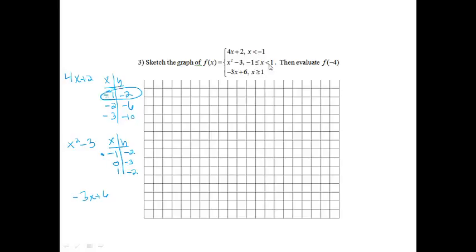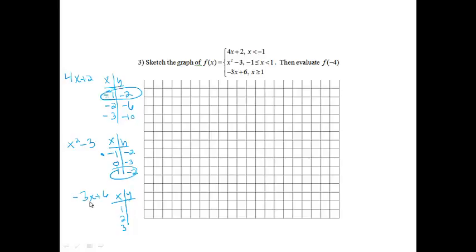And at 1, there's no equal sign, so this is going to be an open circle when I graph it. And then my third section, do my xy table. This one is starting at 1, so I'll just do 1, 2, 3. I know this graph is going to be a line because of the characteristic of it.